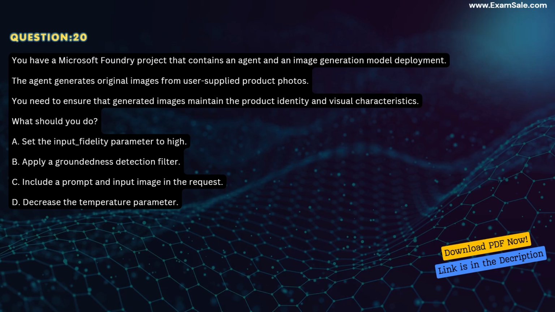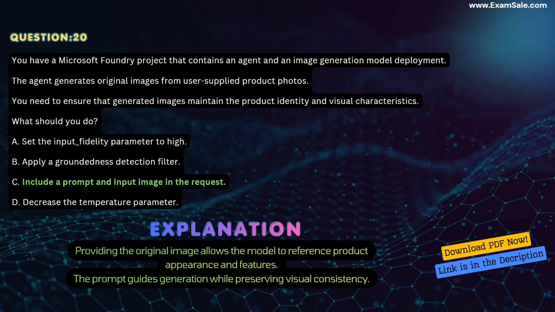Correct answer, C. Include a prompt and input image in the request. Explanation: providing the original image allows the model to reference product appearance and features. The prompt guides generation while preserving visual consistency.